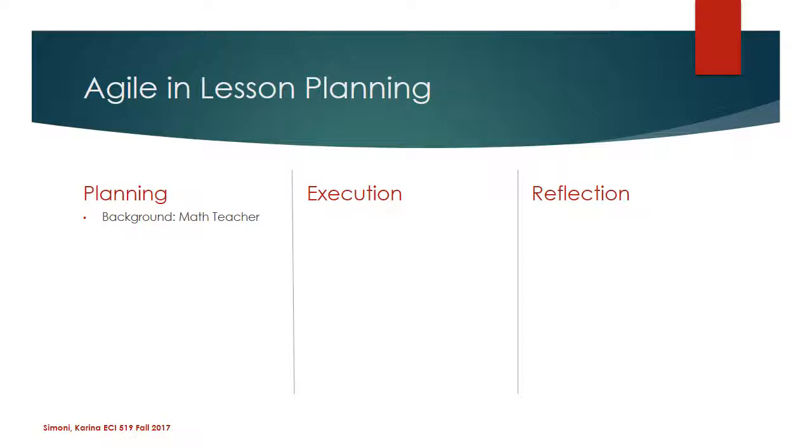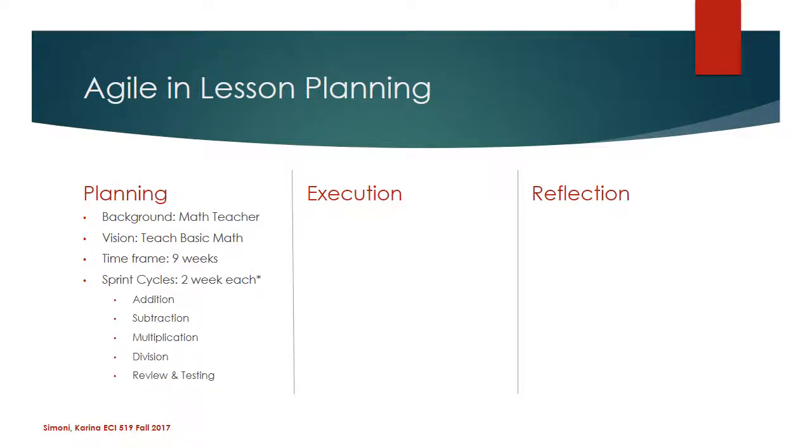So let's give some background to this example. We're math teachers. And we have a vision. We want to teach basic math. Our time frame is 9 weeks. So we're going to make our sprint cycles 2 weeks each. We want to teach addition, subtraction, multiplication, and division. Our last week is going to be review and testing, which will be a mini sprint, since our time frame is only 9 weeks. As we execute our sprints, we're going to have daily scrums.